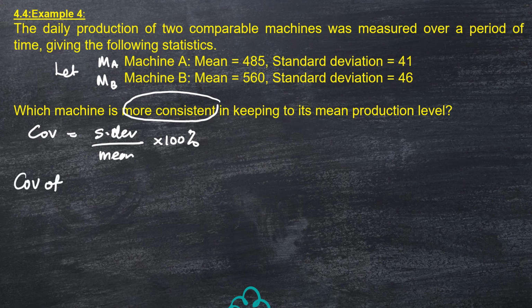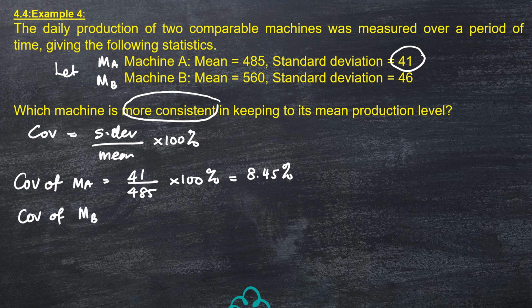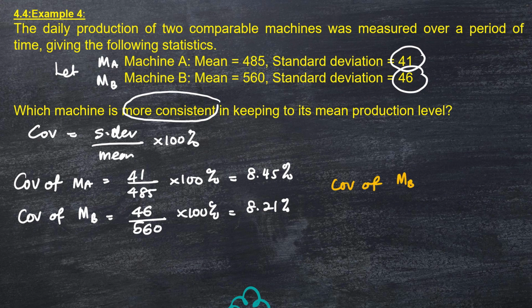Alright, so I find the COV of MA first. Start with its standard deviation, 41 over 485 multiplied by 100. You will get 8.45%. So now I will calculate the COV for MB. Start with its standard deviation, over 46,560, multiplied by 100%, you will have 8.21%. So as we can see here, COV of MB is less than COV of MA.